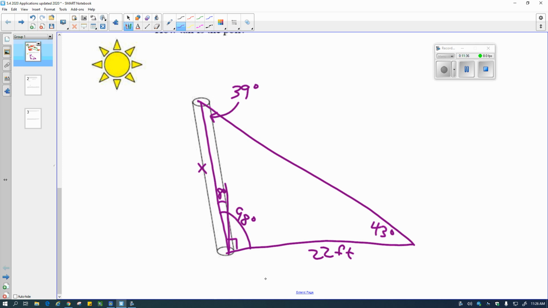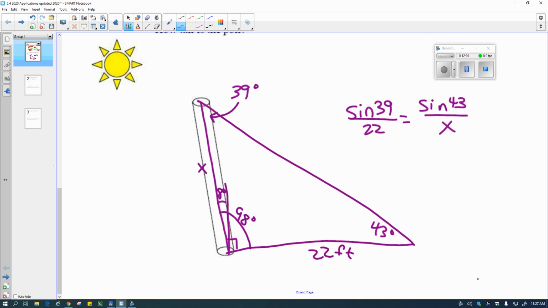And I need that y because that's the angle across from the length I know. In fact, from the only length I know. So then I can set up my law of sines. The sine of 39 over 22 equals the sine of 43 over the unknown length of the pole. And again, I cross multiply and solve.